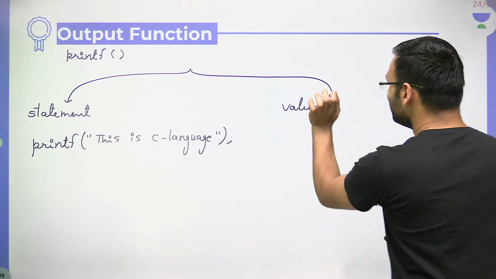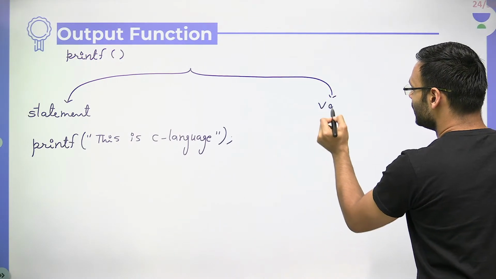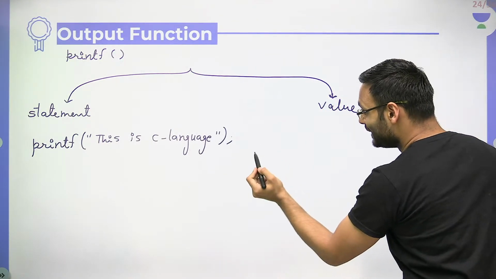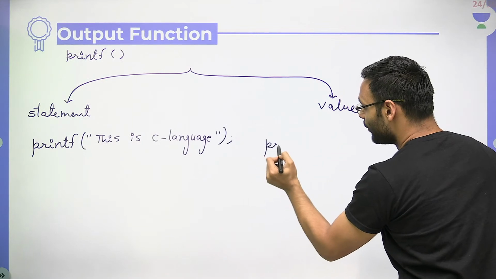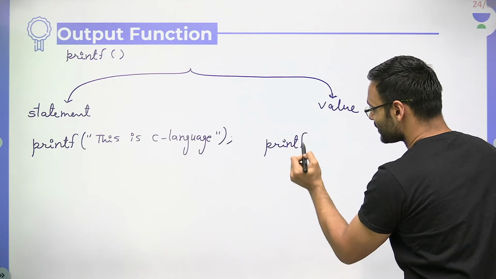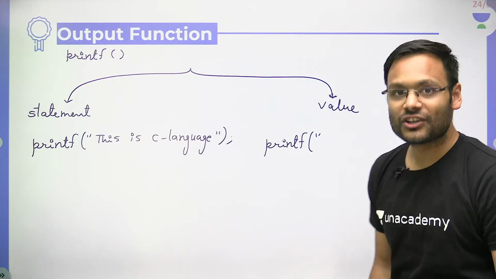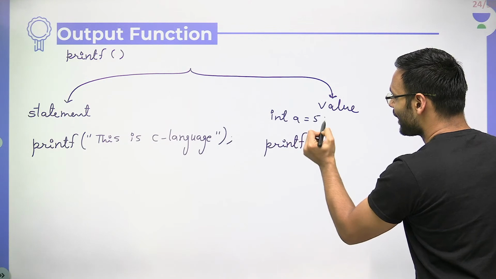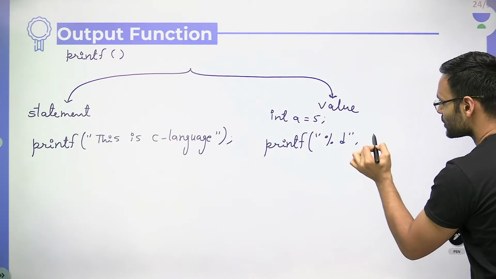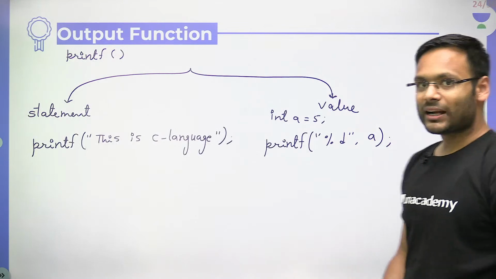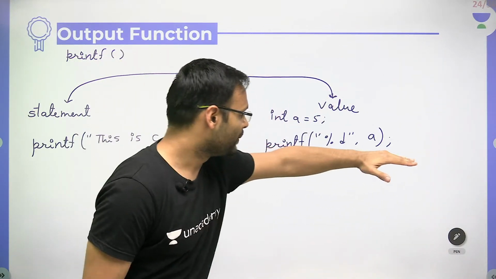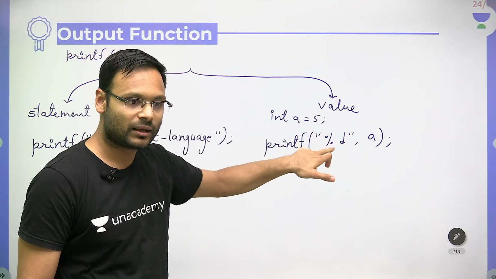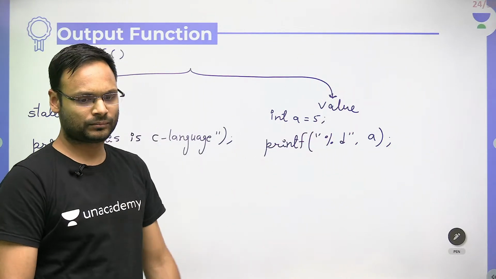If you want to print any value, that is also possible. How? It is very simple. For printing any value, you will have to use format specifiers. Let's say I want to print an integer value a. We have an integer variable a with value 5. I want to print it. What I will write is printf, %d in double quotes, outside comma, variable name. This is the format. When this statement runs, it will print the integer value a. Wherever you have written %d in the double quotes, there it will print.